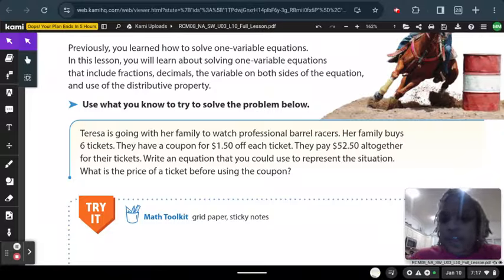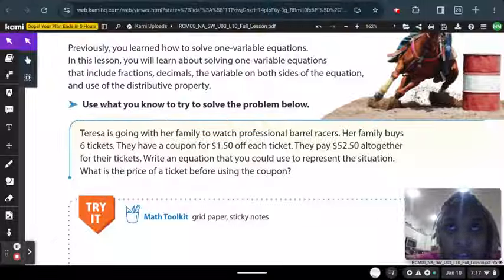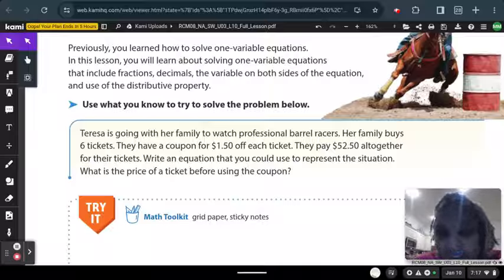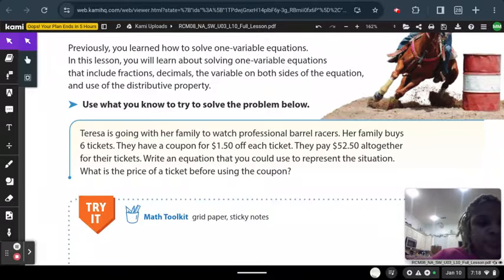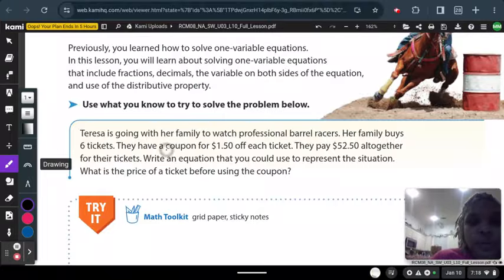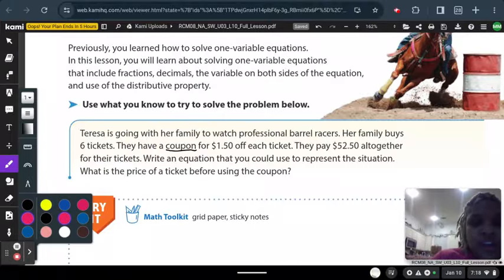So Teresa's going with her family to watch a race. They buy 6 tickets. If they have a coupon that's $1.50 off, is that a positive number or a negative number? Think about it. You should have said a negative number because if I have a coupon, it means I'm removing money, I'm saving money from the original price. So that's supposed to be a minus 1.50. The key word in there was coupon, and that lets you know that it's a subtraction. So it's a subtracted 1.50.